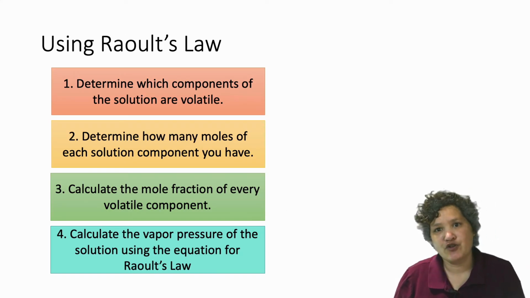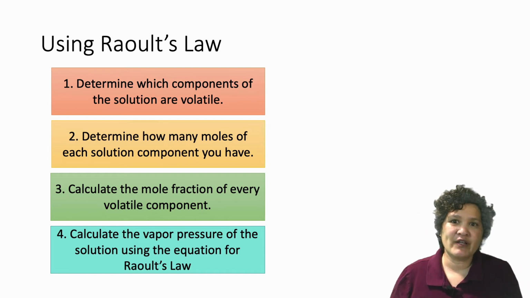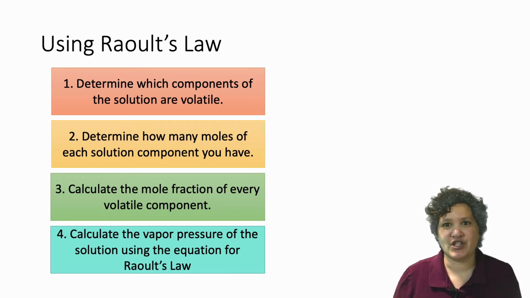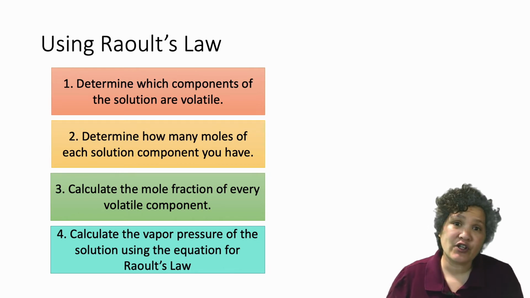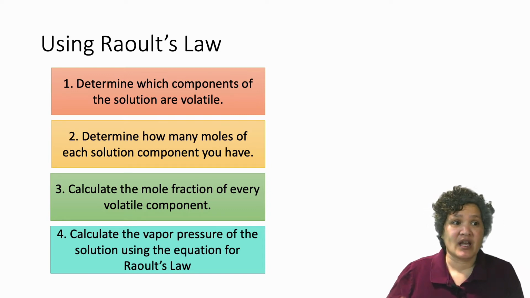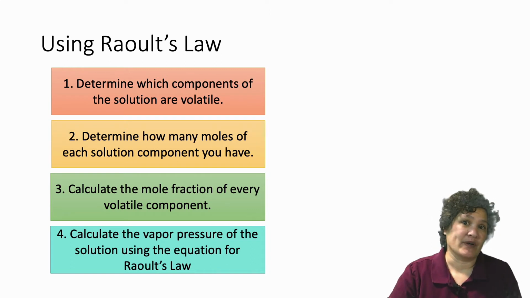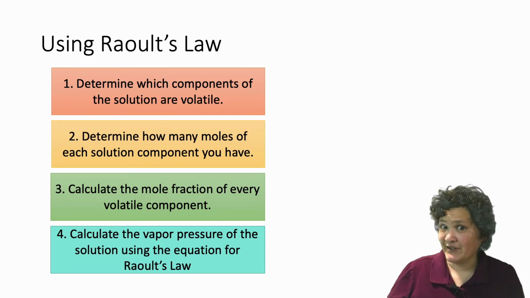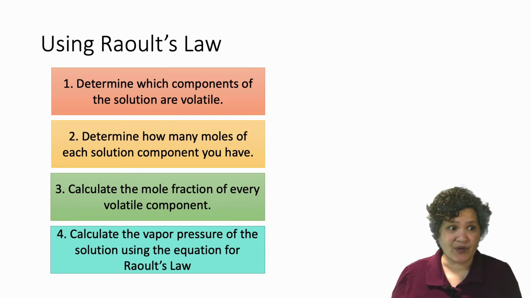And the first thing you're going to do when you do this is look at your solution and figure out how many components are volatile, and specifically which of those components. Then you're going to go through the solution component by component and figure out how many moles you have of each component. That's true whether you're talking about a volatile component or a non-volatile component. You still need to know how many moles.